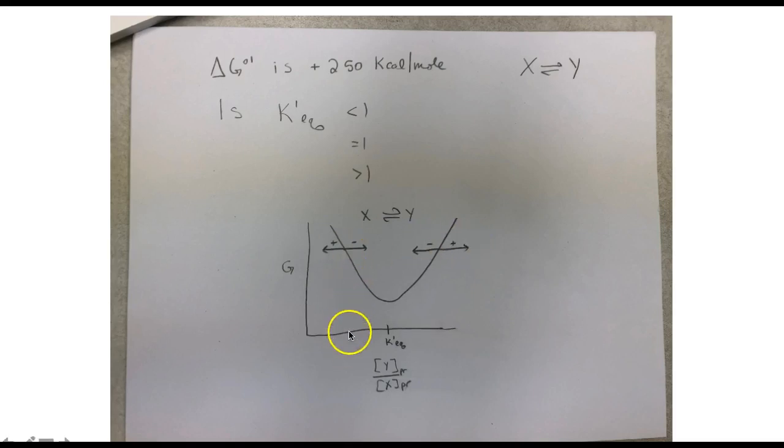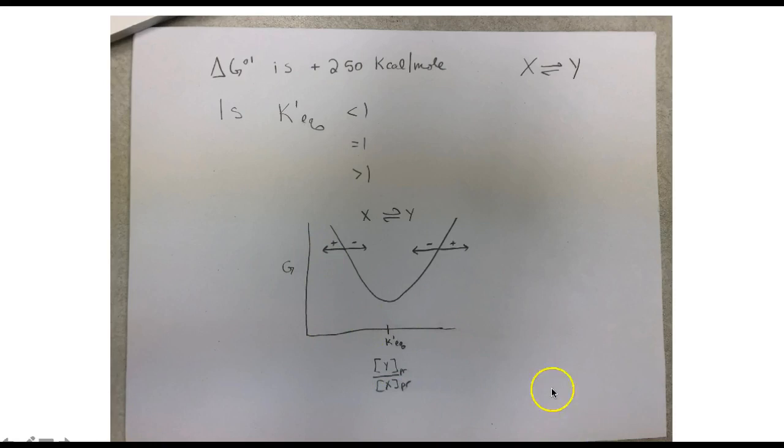So here we've picked a ratio of Y to X that is less than the equilibrium constant, and it has higher free energy than we would if we were at equilibrium. And hopefully you can see that beginning at this particular ratio of Y to X, the forward reaction is exergonic, negative delta G. Converting X into Y would release energy. The reverse reaction is endergonic. Moving away from equilibrium requires an input of energy.